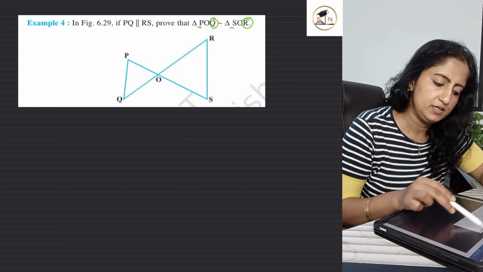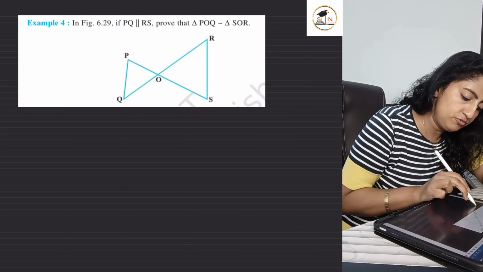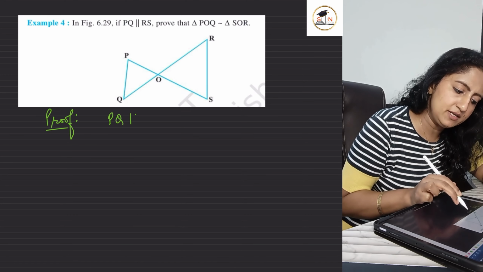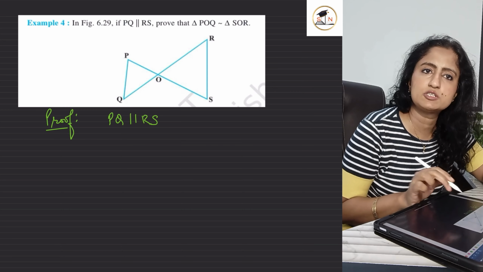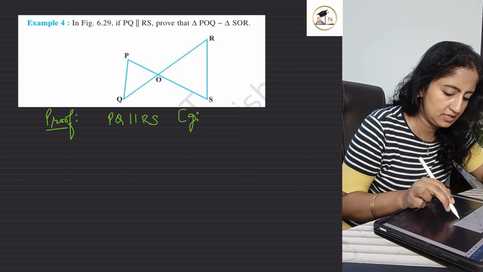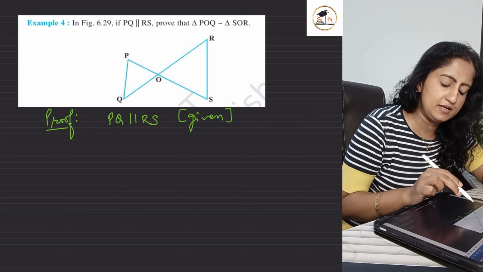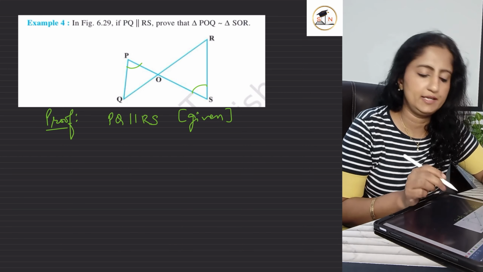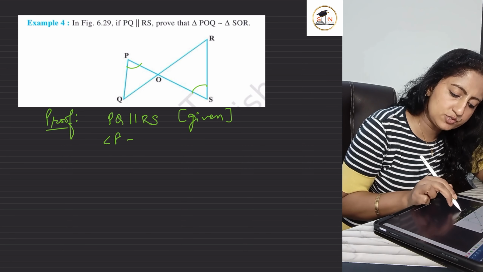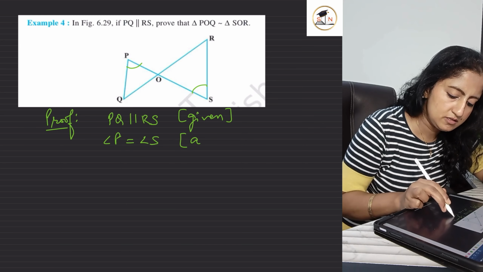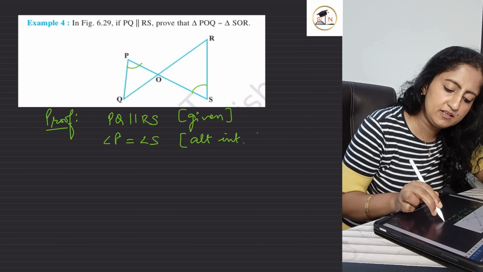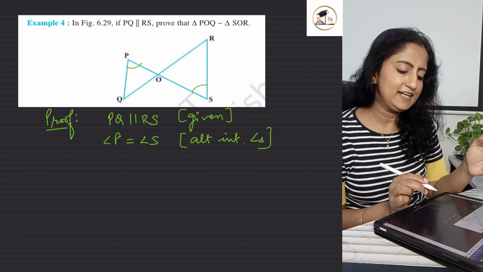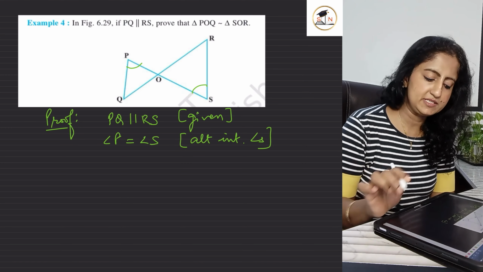So what are we going to do now? Okay, the proof. We are given that PQ is parallel to RS, right? PQ is parallel to RS, given. The reason comes along. Now, if PQ is parallel to RS, angle P is going to be equal to angle S. Why? Quickly. Angle P equals angle S. The reason is alternate interior angles, right? I am actually used to writing in short. Alternate interior angles, right?